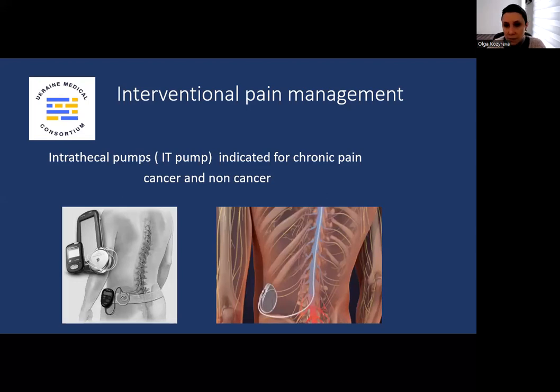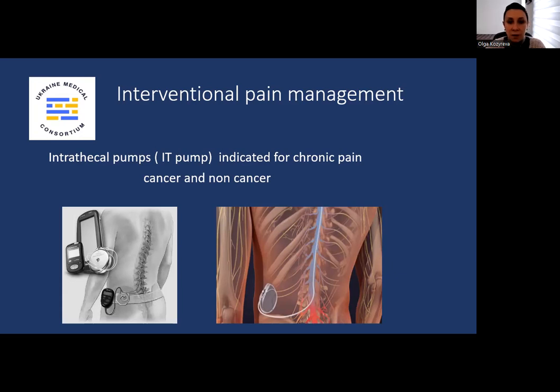We call this an IT pump, for patients that can be in chronic pain due to cancer, or for non-cancer pain, especially chronic low back pain, who fail multiple interventions. Basically, it's a small electronic device that would be installed in the patient's body, and it would be connected to the epidural space via small wires. It requires a pain management specialist and a neurosurgeon.